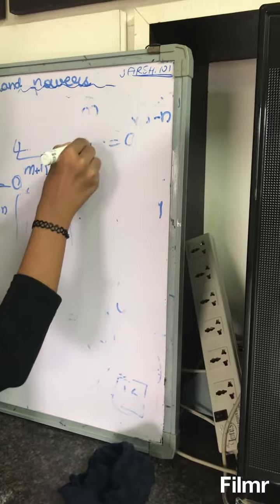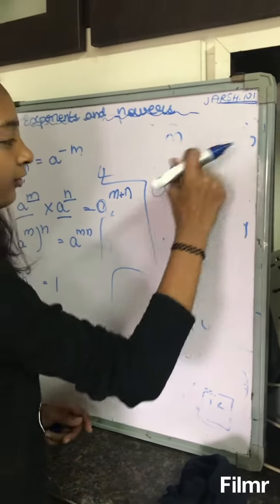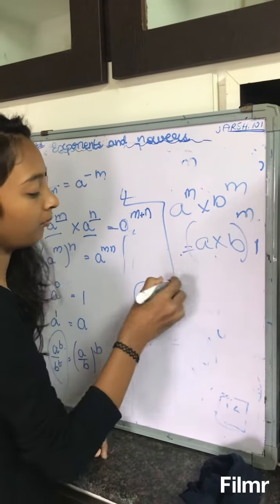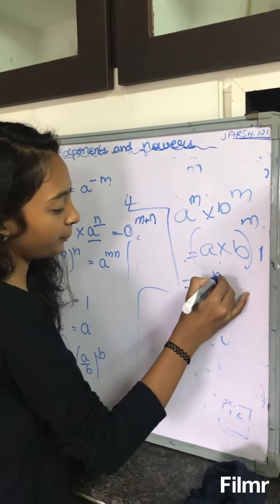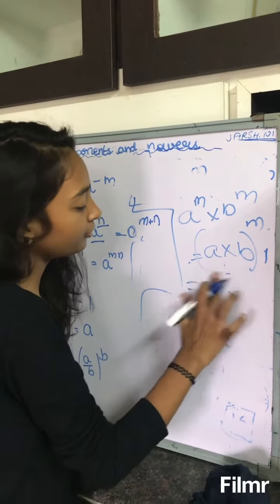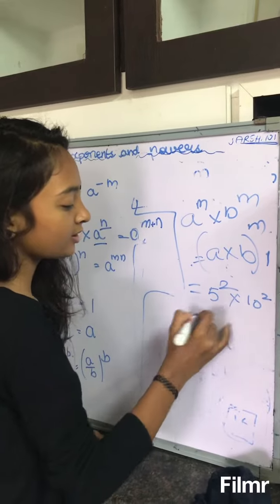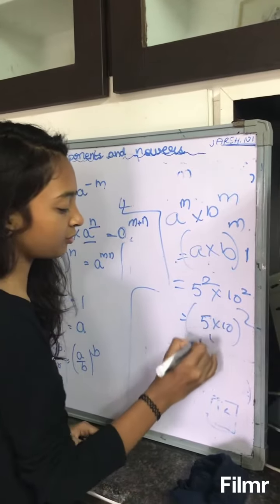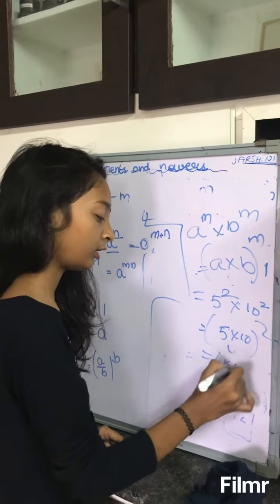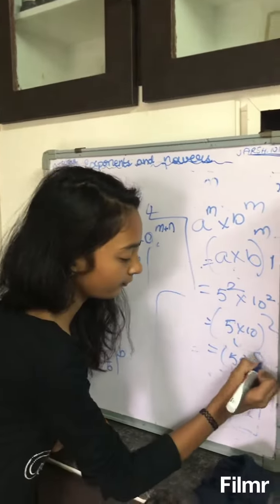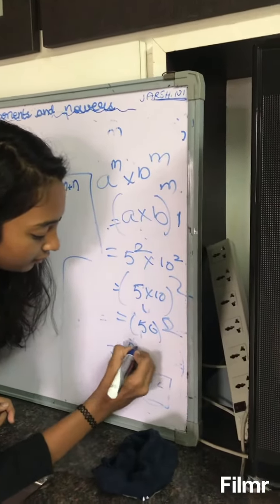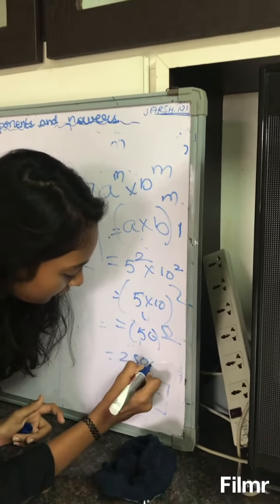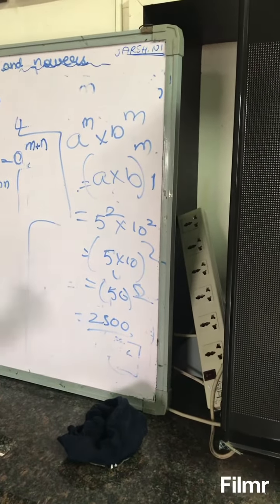a to the power of m into b to the power of m is equal to a into b whole to the power of m. For example, 5 square into 10 square is equal to 5 into 10 whole square. That is equal to 5 into 10, 50. 50 square is equal to 2,500.